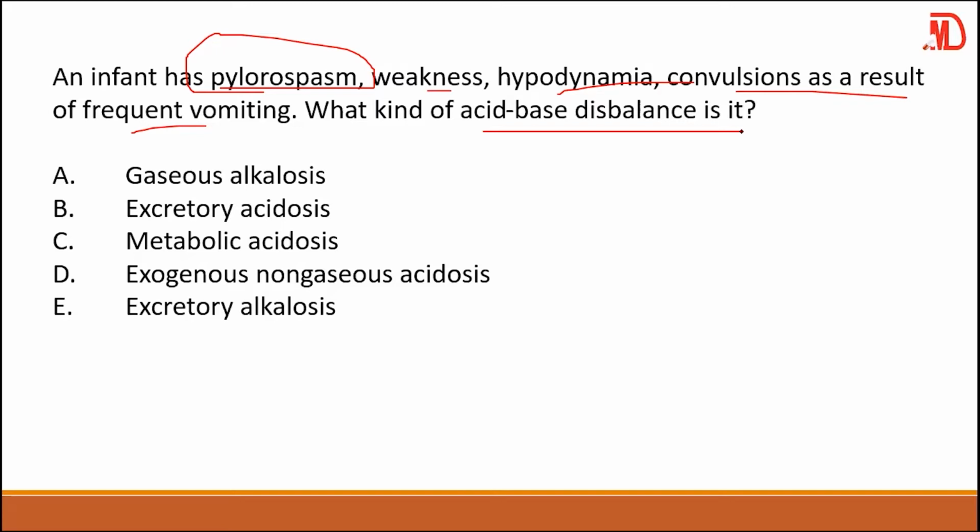Excretory alkalosis. So here, your answer is E, excretory alkalosis. Again, I've talked a lot about acidosis and alkalosis in terms of hyperventilation and hypoventilation, because that's where we have the gaseous and then the non-gaseous one. So please, I've talked about all of these things. Please do well to watch some of these videos and trust me, it's going to help.